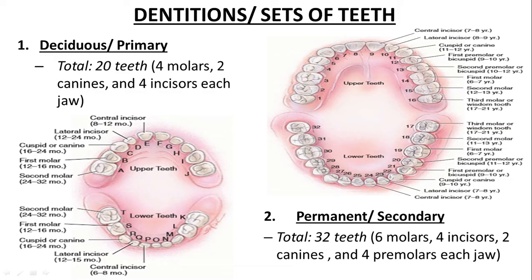For the dentitions or set of teeth, you have your deciduous, primary, baby, or milk teeth, and a total of 20 teeth are found there. The first of which to erupt are your lower central incisors. So this one will be the first to come up at 6 to 8 months old. Then you have your permanent or secondary teeth comprised of 32 teeth. And then you have your first molars, second molars, and your third molars are also known as your wisdom teeth.